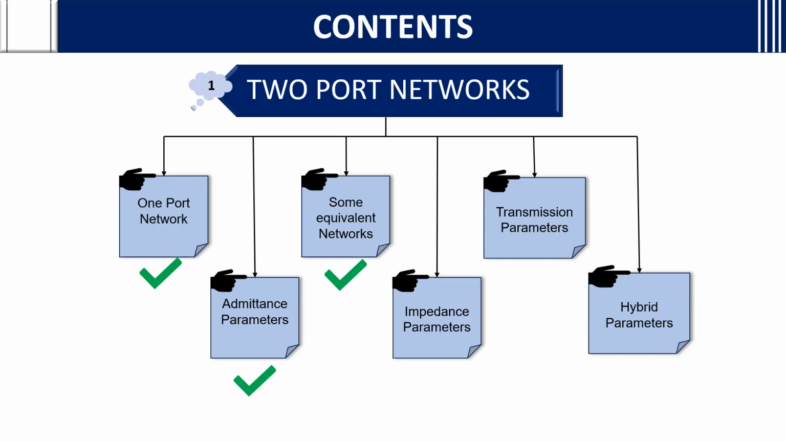So I'm stopping the video here for this topic. We have already done one port network, admittance parameters, and some equivalent networks in chapter 1 of module 2. We are left with three more topics: impedance parameters, transmission parameters, and hybrid parameters in chapter 1 of module 2. I'll do them as separate videos in the next videos, one concept per video, so that it will be easy for you and all the sums will be covered. For now I am stopping this video after the equivalent networks.